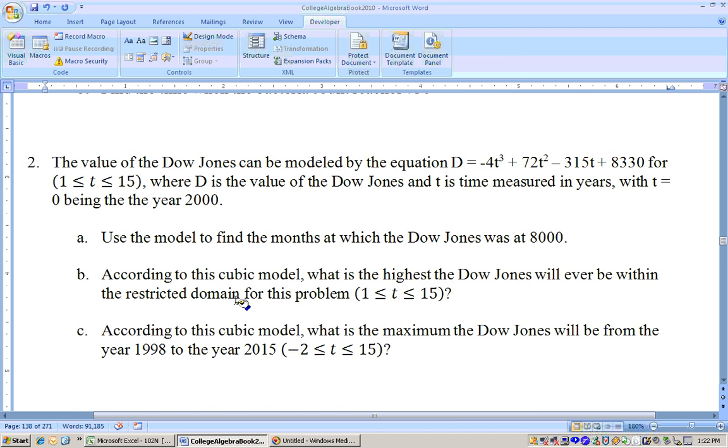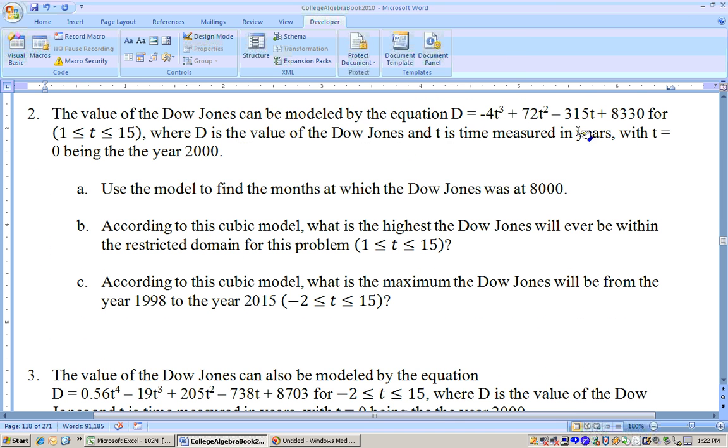Okay, for problem number 2, it says the value of the Dow Jones can be modeled by this equation with this restricted domain. D is the value of the Dow Jones, and T is measured in years, and T equals 0 is the year 2000. It says use the model to find the months in which the Dow Jones is 8,000.